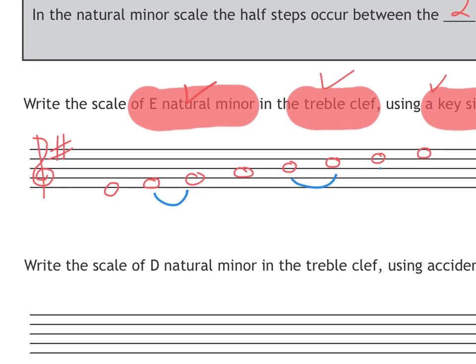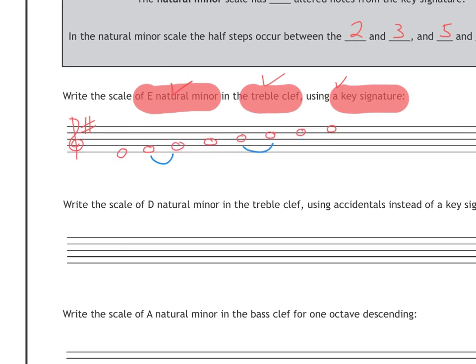So let's have a quick look. What are these notes? Well, right here I have the notes F sharp and G. F sharp and G are certainly a half step apart. And here I have the notes B and C. B natural, C natural. That is certainly a half step. Everything else is a whole step. I've done my scale properly.